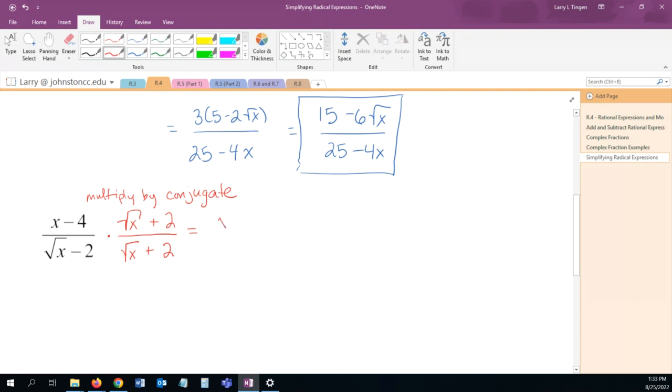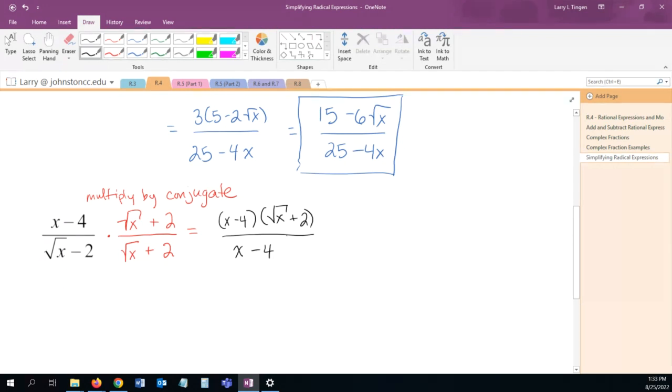In the numerator, let's get out of the red here. And I've got x minus 4 times square root of x plus 2, all divided by square root of x times the square root of x is x. Square root of x times 2 is 2 root x. Negative 2 times root x is negative 2 root x. 2 root x minus 2 root x is 0. So in the denominator, the middle terms go away. Negative 2 times 2 is 4.